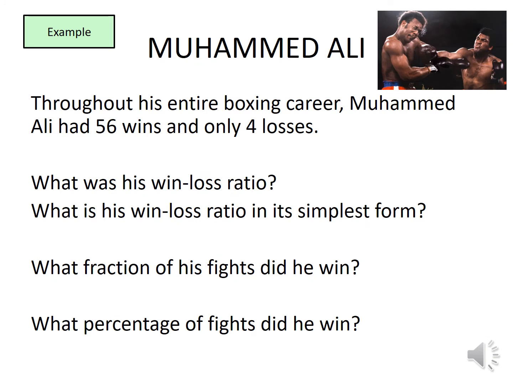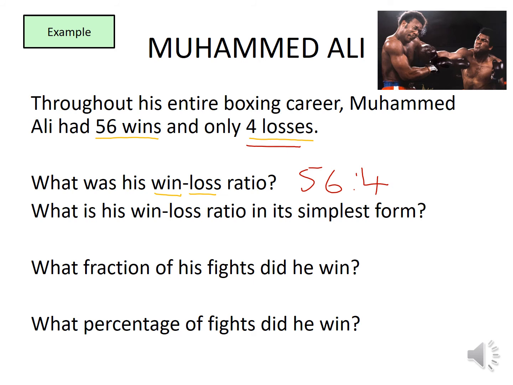We've come on to the second example here. We have an iconic figure at the top right, Muhammad Ali, a very famous boxer. Throughout his entire boxing career, Muhammad Ali had 56 wins and only 4 losses. What was his win to loss ratio? Let's underline our key information: 56 wins, 4 losses, and it's asking for our win to loss ratio. We must first write how many wins he had, which is 56, to how many losses he had, which is 4. So our ratio is 56 to 4.